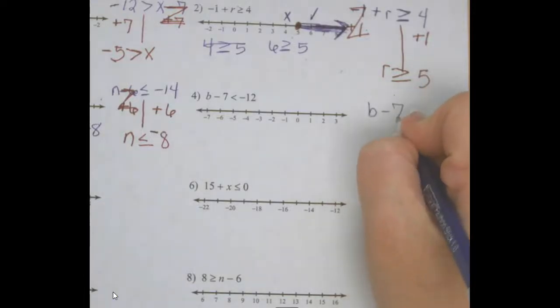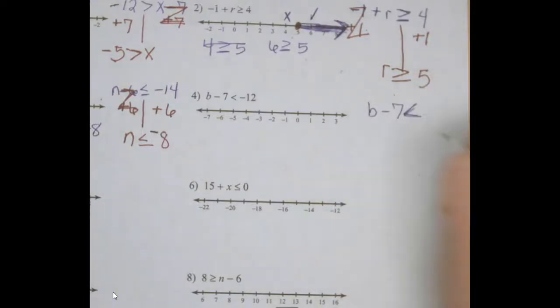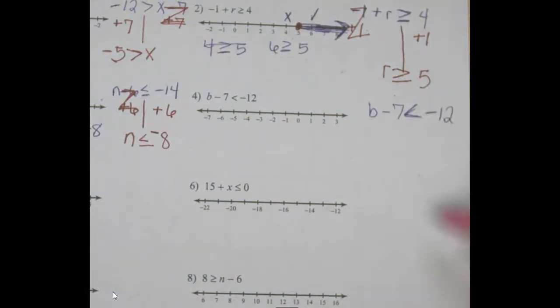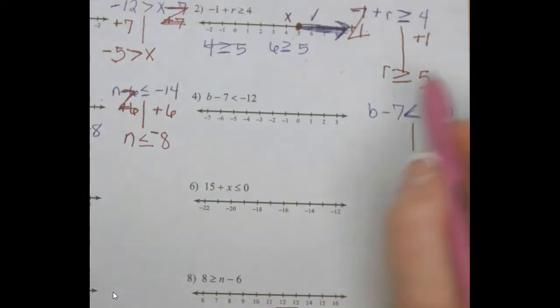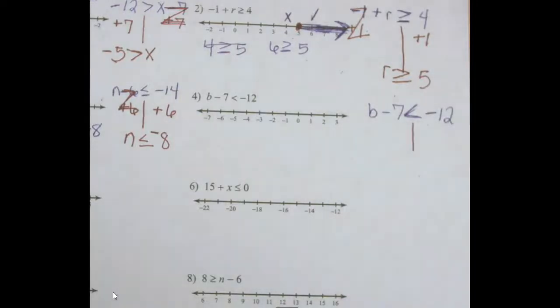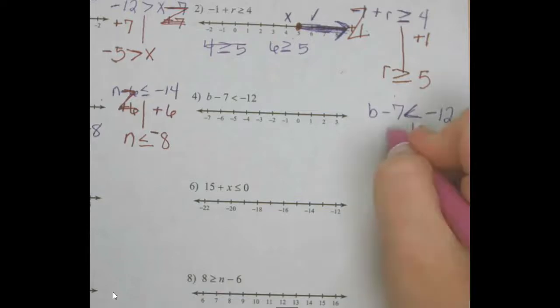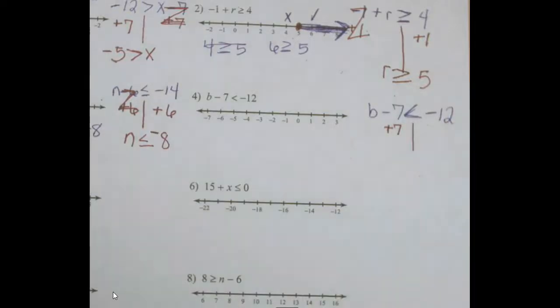B minus 7 is less than negative 12. I'm rewriting it to the side so I have room to work. I need to isolate the B. I need to get the B by itself. With the B is a negative 7, so I'm going to add a positive 7 on this side. If I add a positive 7 on this side, I'm going to put a positive 7 on the other side.